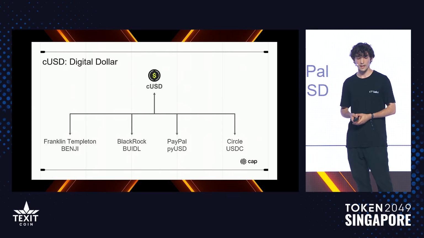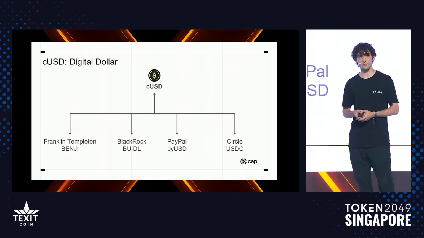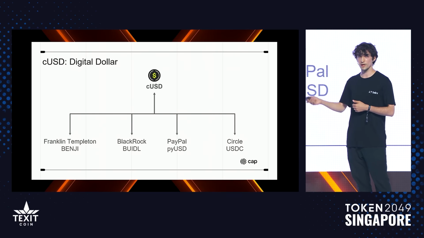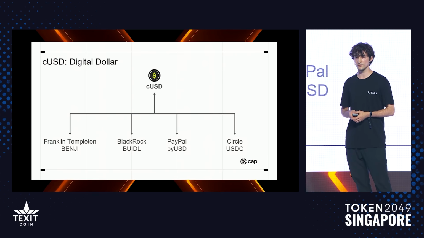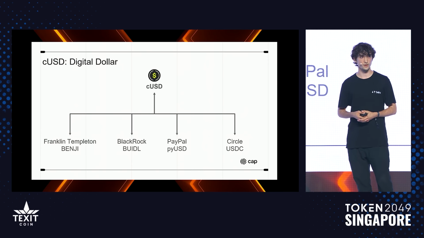Whether you're a Franklin Templeton user holding Benji or you're a Circle user using USDC, you can enter into our system to earn yield. Additionally, all of the assets in our protocol are interchangeable. So you can mint our stablecoin or a digital dollar with a money market fund in Singapore and redeem it for a money market in the US. So this provides a liquidity bridge between these different dollar assets.